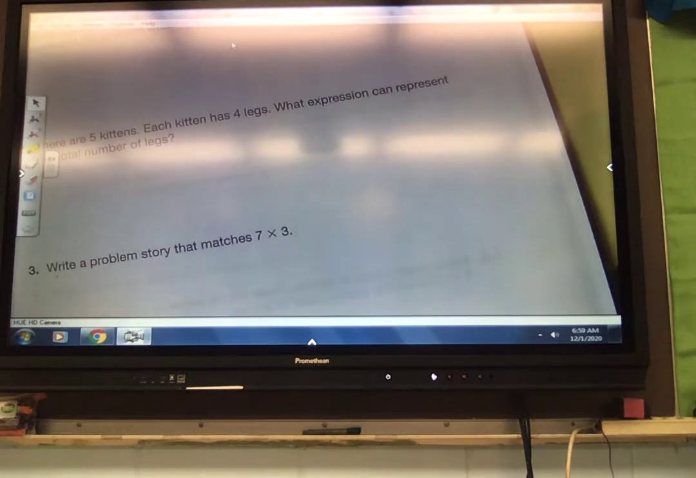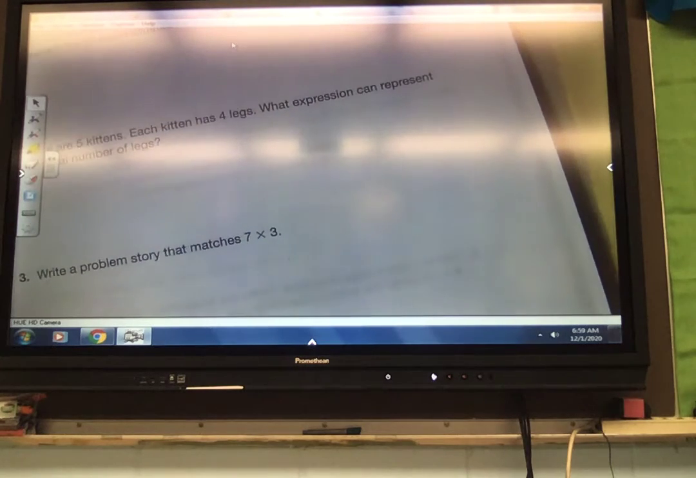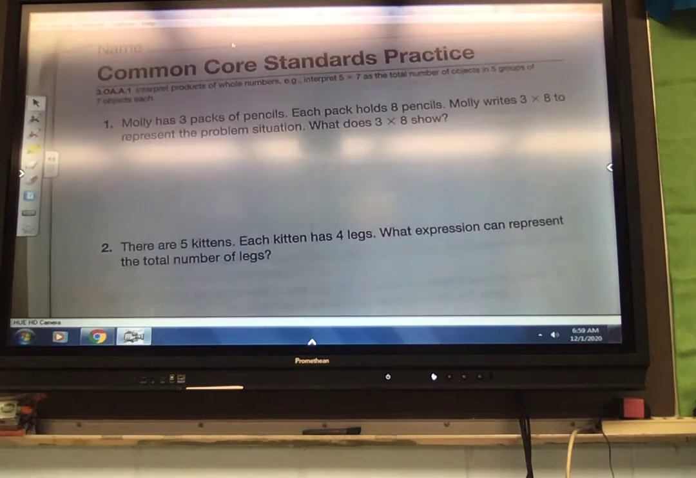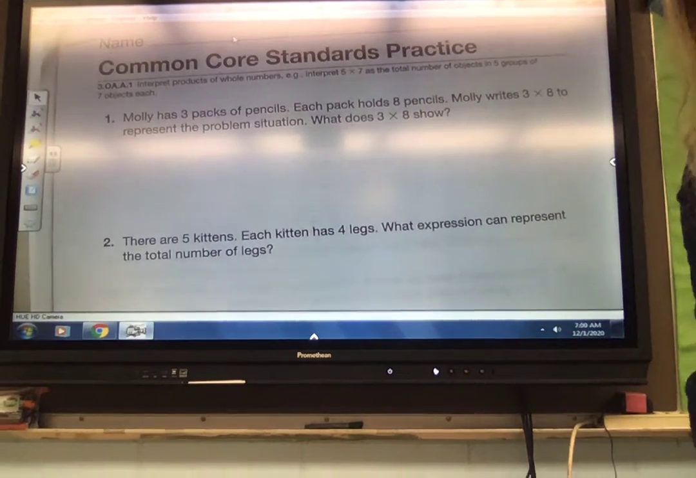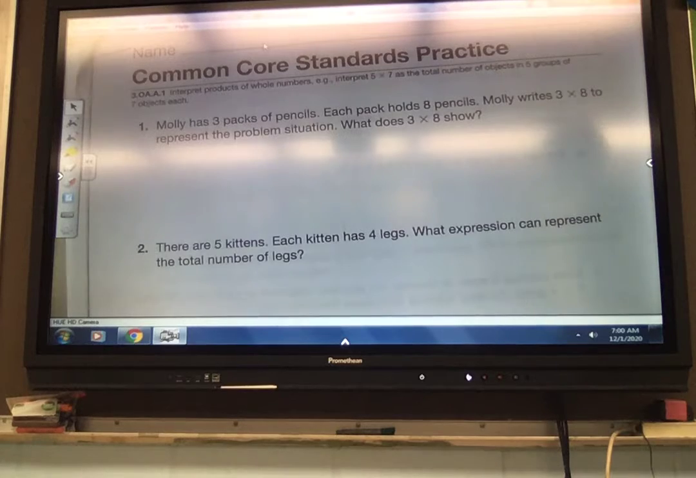Now I want to go over with you guys your little packet that you had. This is kind of a review for your test on multiplication. So let's start with the first page with Molly. Molly has 3 packs of pencils. Each pack holds 8 pencils.